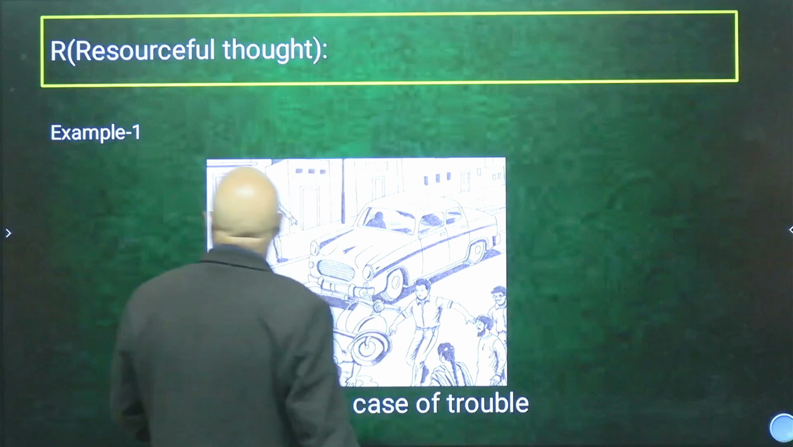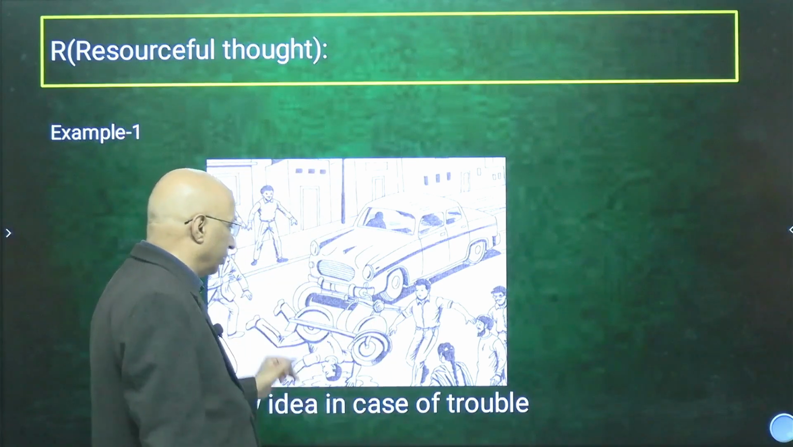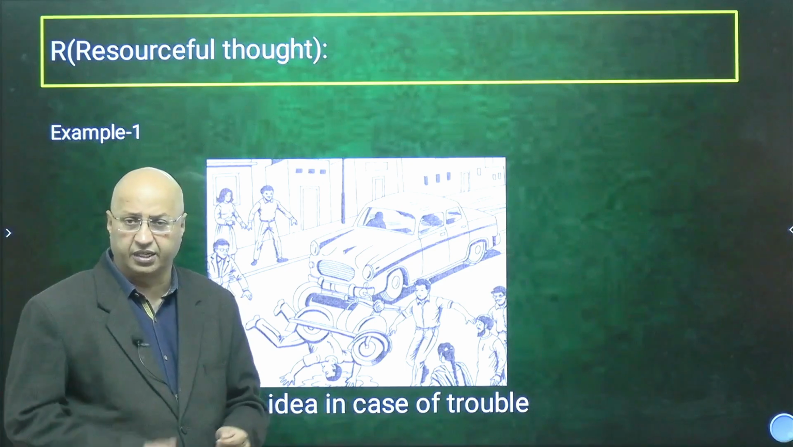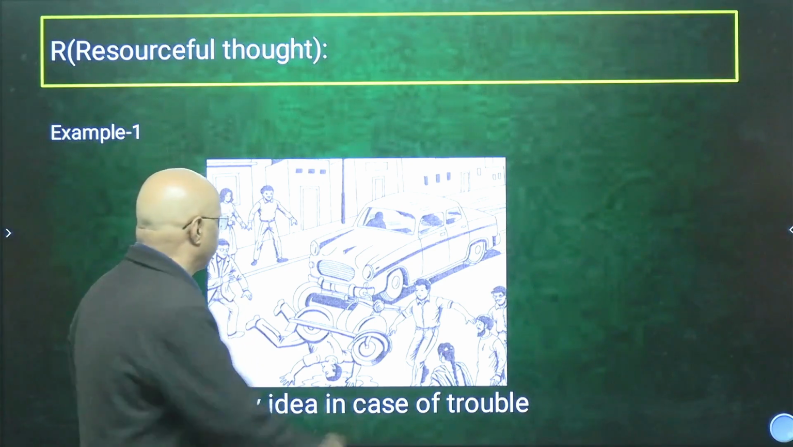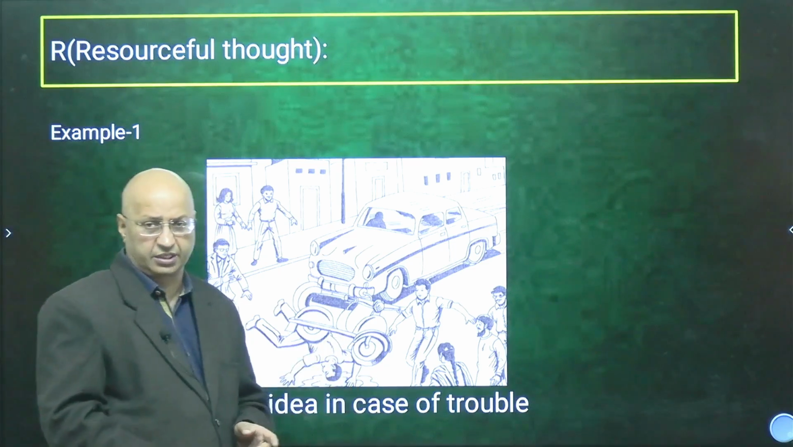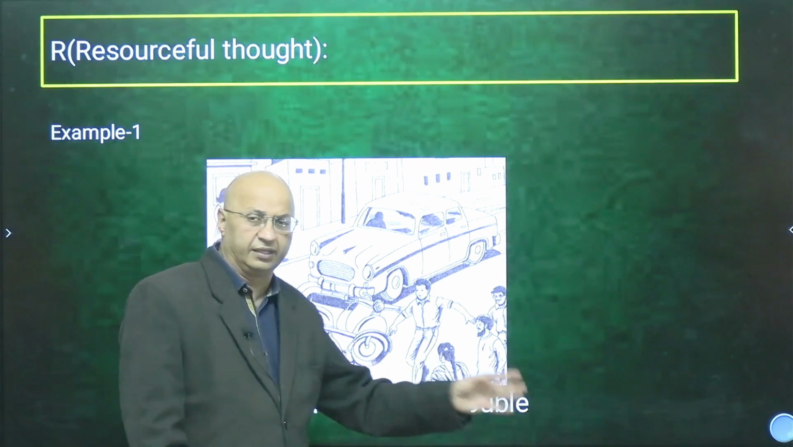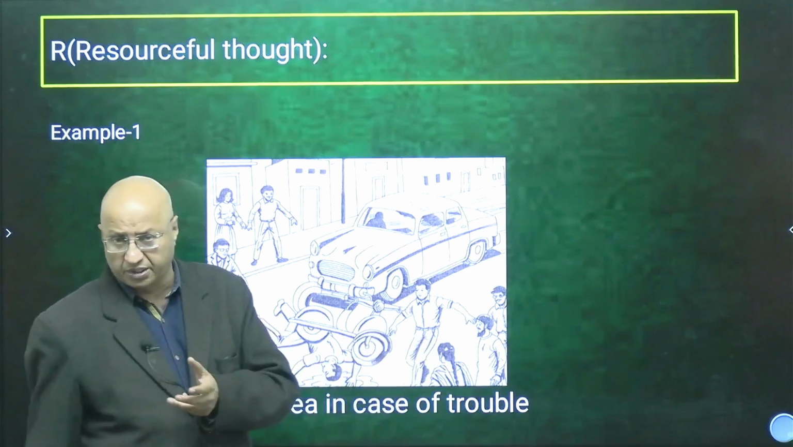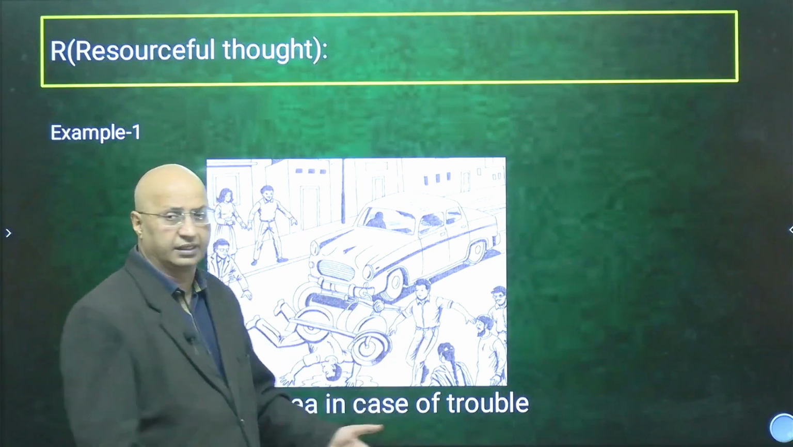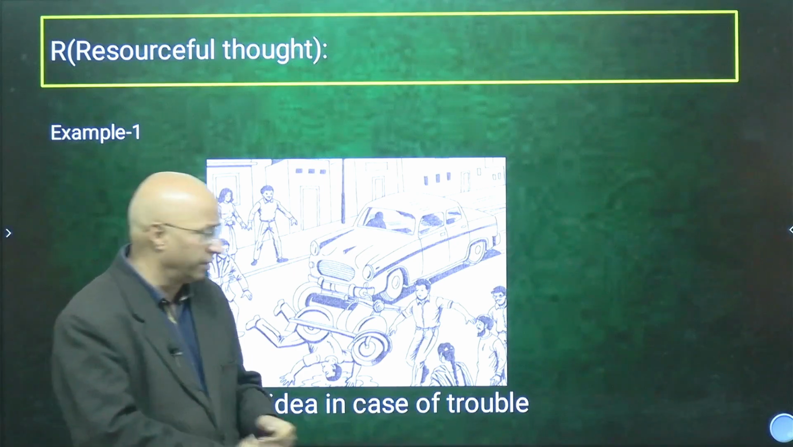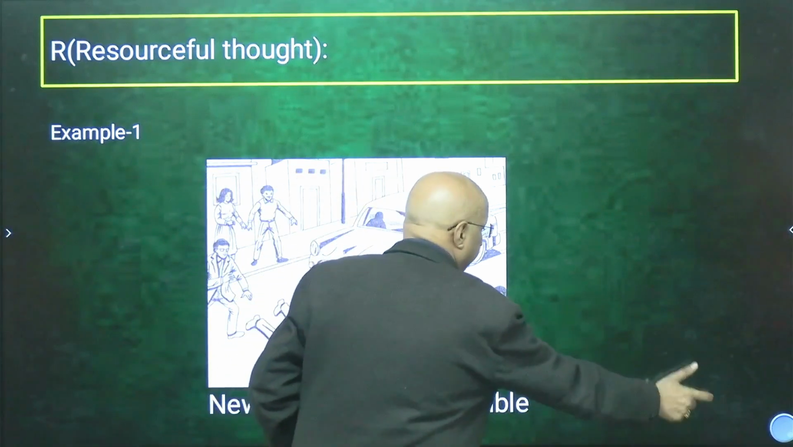Next, resourceful thought, a new idea in case of trouble. Now you're realizing that since he's had a brain injury, he needs immediate attention. So he told the car fellow to help him and drop him off. This is a new idea, because normally one can wait, but here we need emergency. So a new idea that the car person help him rush him to the nearby place so that he gets saved.